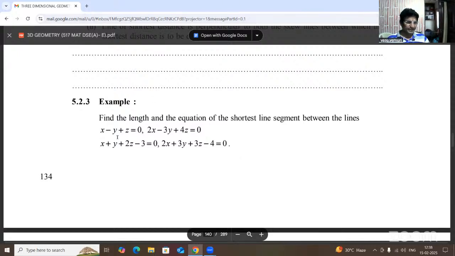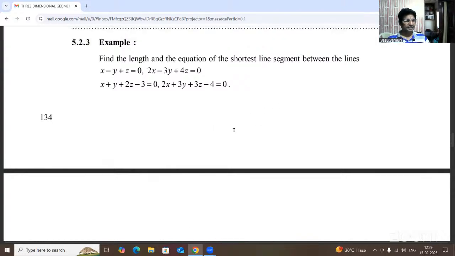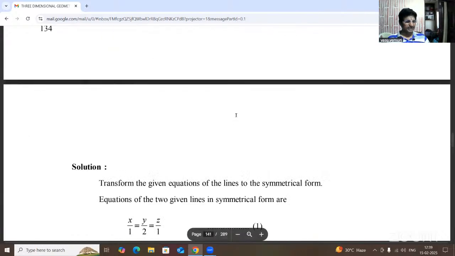See problem 5.2.3. Find the length and equations of the shortest line segment between the lines x minus y plus z equal to 0, and so on. There are two lines given in non-symmetric form. First, transform the given equations of the lines into symmetrical form.